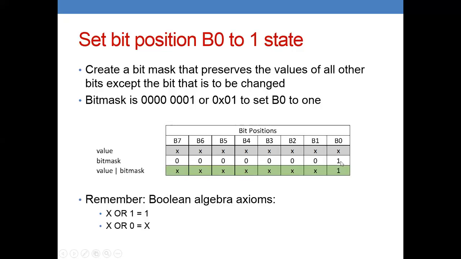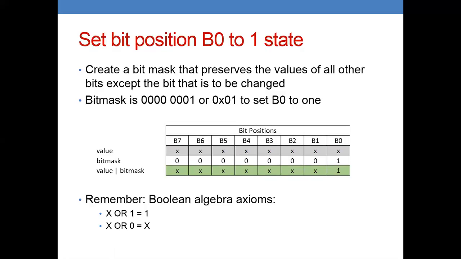We're going to place a 1 in the bit mask. We want to preserve the other values in every other bit position, so we place 0s there. We then OR this bit mask, which is hex 01, with value, and B0 will be a 1, and every other position will be preserved.